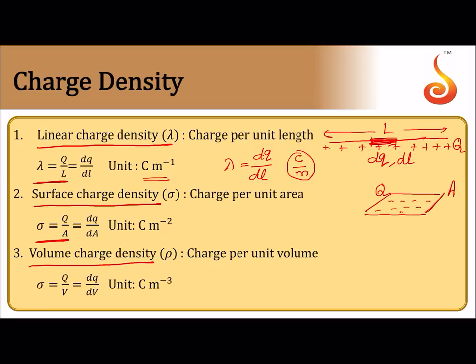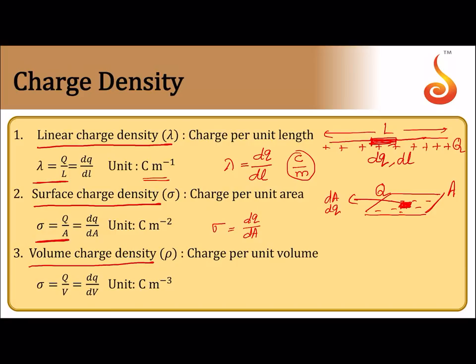Again, in calculations, sometimes we are interested in the charge contained over a small portion like this. Now this portion is of area dA and it contains a charge dQ. Then dQ divided by dA is our surface charge density, sigma. So sigma is equal to dQ divided by dA.